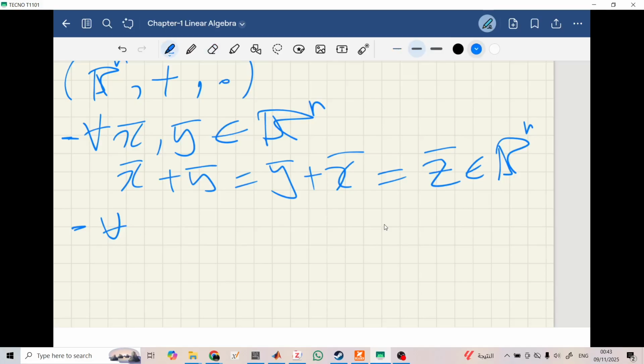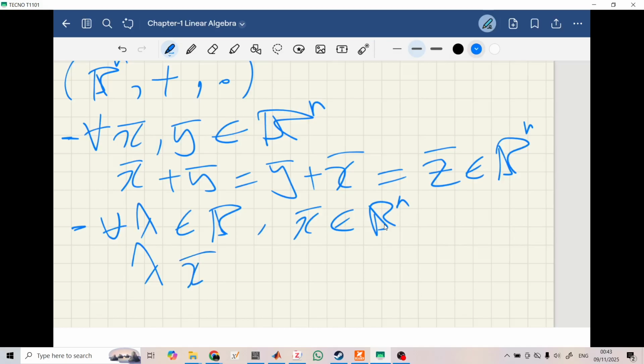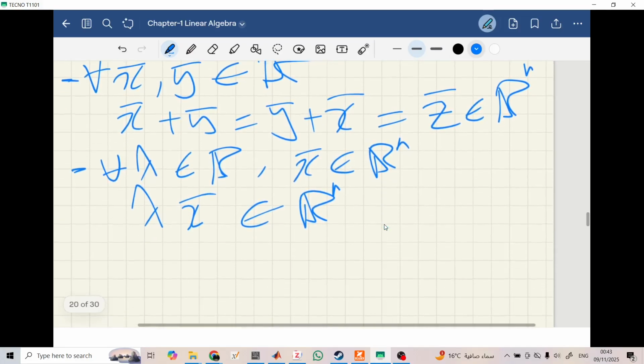Similarly, now we need to check the closure under scalar multiplication. So for all lambda in R and x in Rn, lambda times x belongs to Rn, right? So you just scaled the vector and it is still in Rn. So this means that we have closure, which is good.